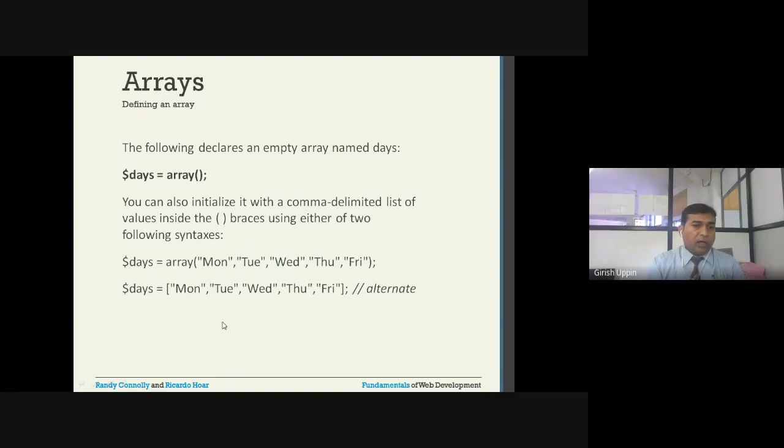The other alternate way is you can use the square brackets. $days is equal to, inside the square brackets, you are giving all the values. If you notice here, you did not specify any method. Whenever you give the square brackets, automatically it will understand it is an array, and all the elements which are separated by commas will be the values of that array. If you see this declaration and the previous declaration, they are exactly the same. The outcome would be exactly the same.